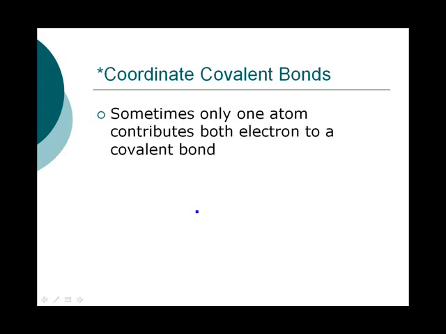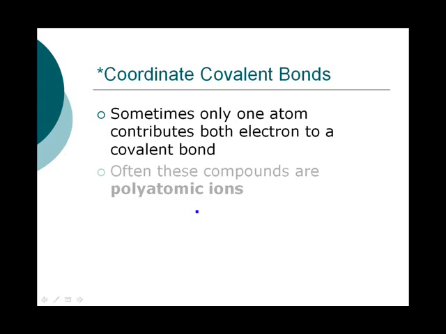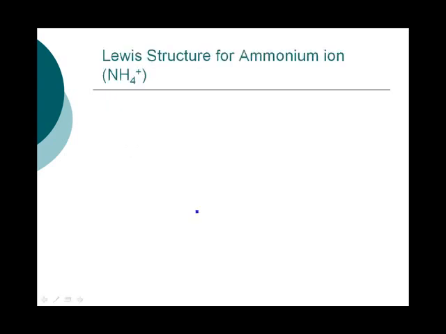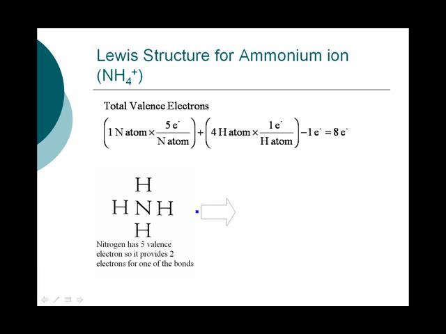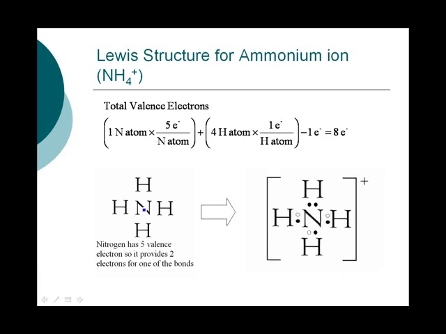Coordinate covalent bonds, sometimes only one atom contributes both electrons that are being shared, and we often see this in polyatomic ions. And we create them the same way as we create any of our other molecular formulas. We get our electron total, we build our structure, and here we know nitrogen is the most electron deficient, so it's going to be our center. Notice that because we have a positive charge here, we have to subtract 1 electron from our total.